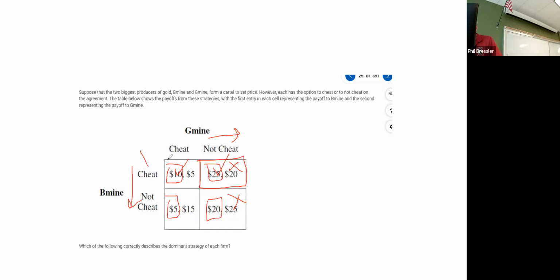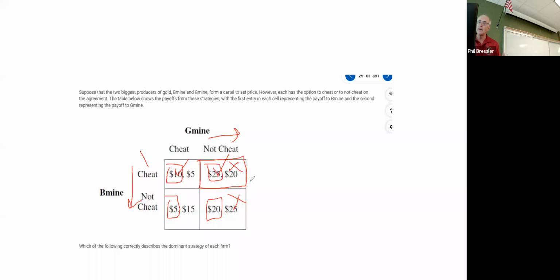Sorry. Yeah. All right. So I'm deciding what G mine should do. G mine is the unboxed numbers. So I'm going across. If B mine cheats, G mine has two options: to cheat and make 5 or not cheat and make 20. So they're not going to cheat and make 20. If B mine does not cheat, G mine could make 15 or 25. They're going to make 25. So no matter what, G mine's not going to cheat.